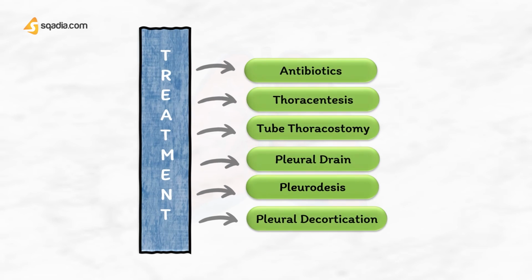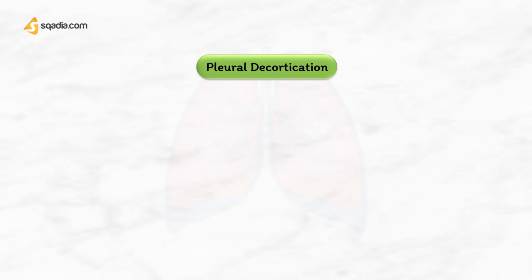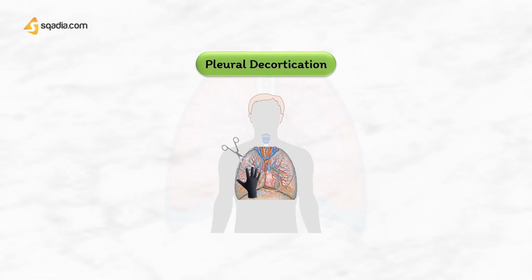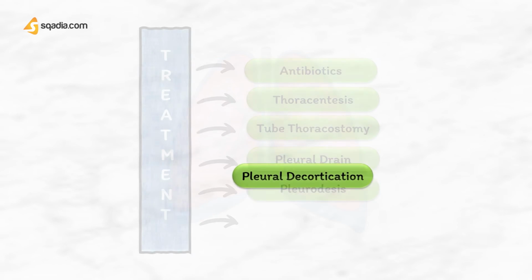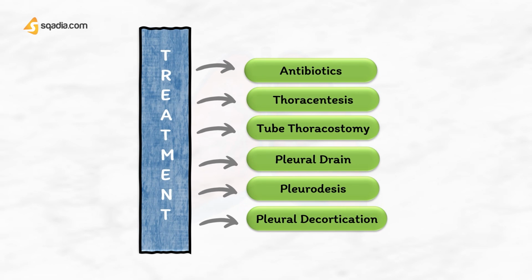The last resort is pleural decortication. Surgeons can operate inside the pleural space, removing potentially dangerous inflammation and unhealthy tissue. Infection or bleeding are some complications of these surgical procedures.